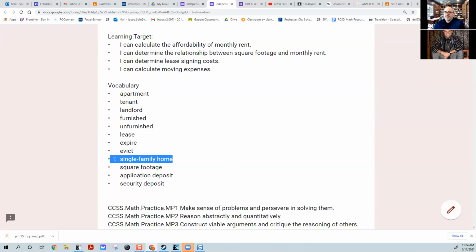Single family home, right? That's like a home where you can potentially put one single family, like there'll be a master bedroom, a sub bedroom or two or more. And it's designed for one family.